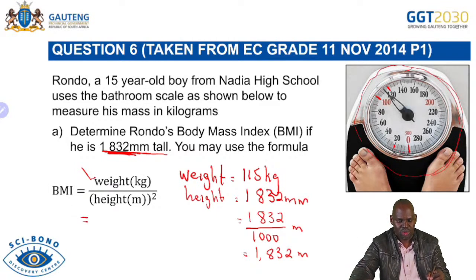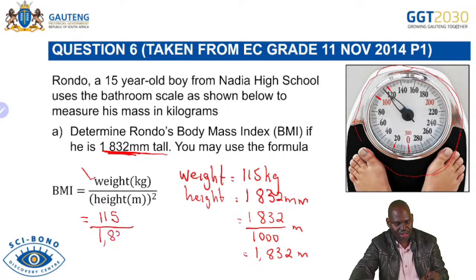Then let me do the substitution. It's 115 over 1.832. Then we square it.